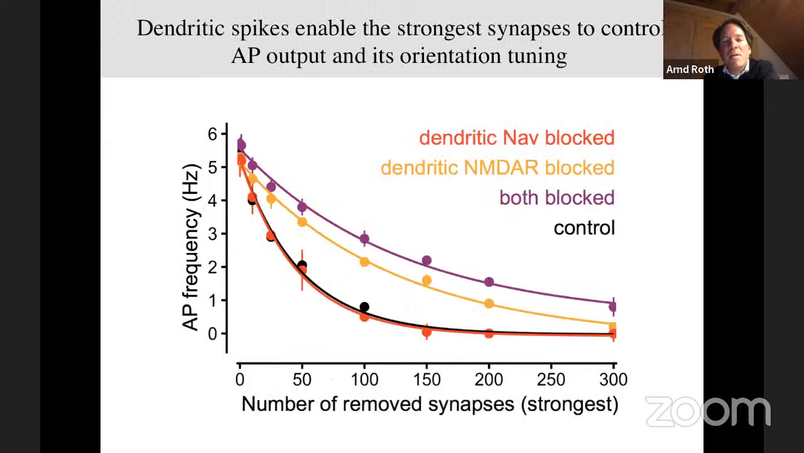And another way of looking at the importance of nonlinear mechanisms for the output is to just ask, what if we take away synapses one by one and we start with the strongest in the model?